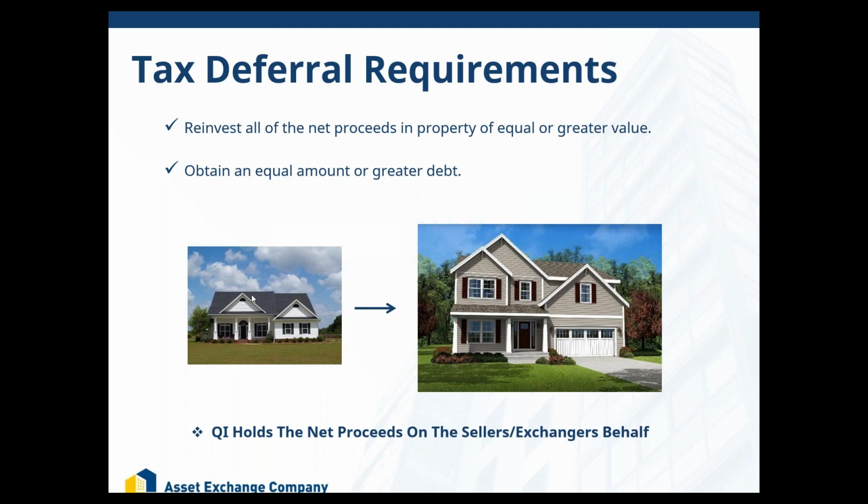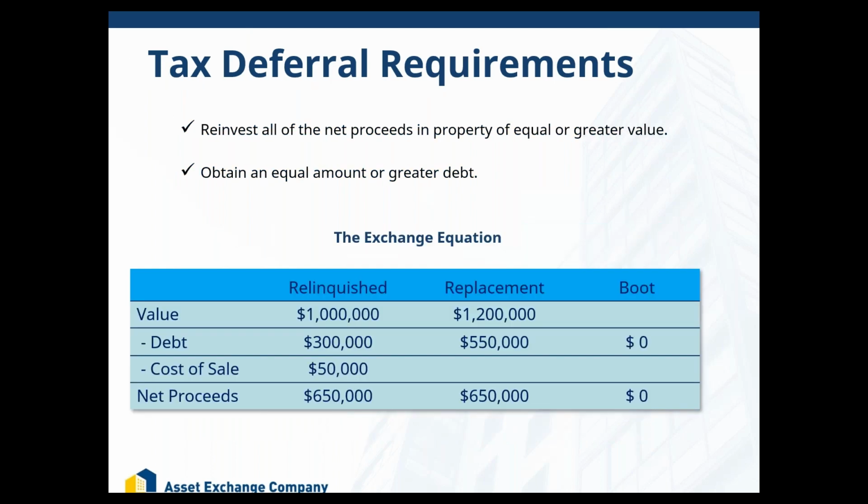All right. Now, obviously, if you have no debt, if you don't have a mortgage or a loan that you're paying off, you're not required to obtain a loan in the purchase of any replacement property or properties, but you do have the option, if you need to or if you want to, to help you buy the replacement property. You always have that option. All right. How do the numbers work? Here's a quick example.